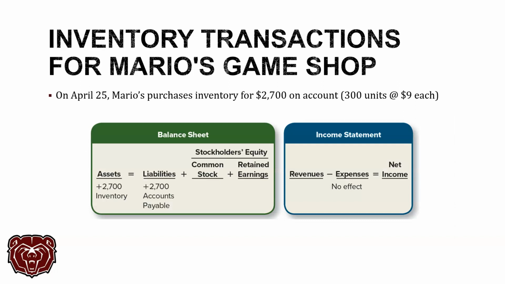Okay, so let's look at this first purchase here. On April 25th, Mario's purchases inventory for $2,700 on account. That was 300 units at $9 a piece. Here we can see it's an increase to our assets, the inventory, and it's an increase to liabilities because we created that accounts payable account. Okay, there is no income statement effect, not yet. We haven't sold anything, right? We haven't paid for anything yet. So there's no expense and there's no revenue.